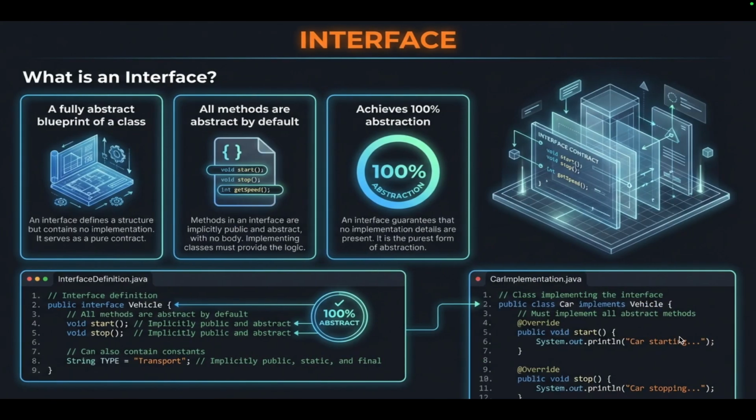Interface. What is an interface? Now let us understand interfaces. An interface is a fully abstract blueprint of a class. It contains only method declarations, no implementation. In Java, an interface provides 100% abstraction. Interfaces are mainly used to define contracts.